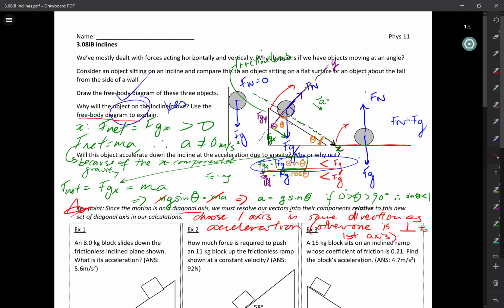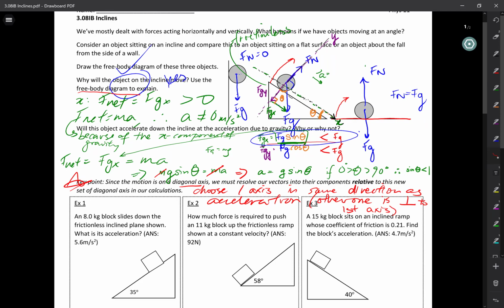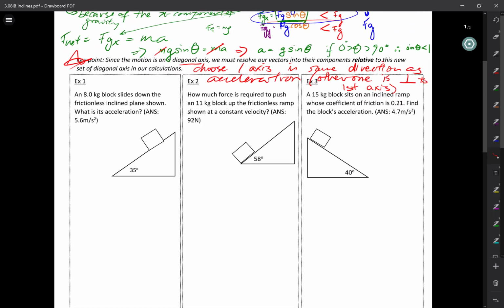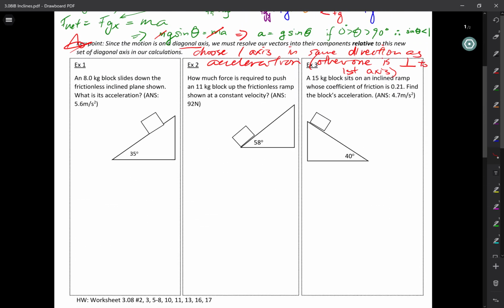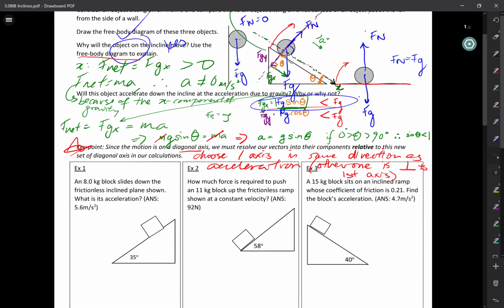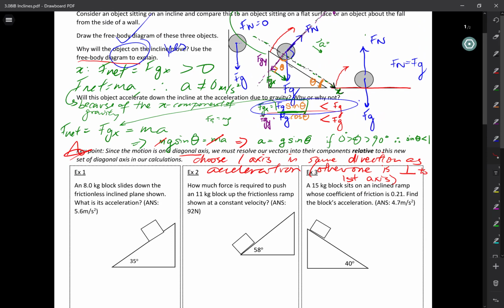What we're going to do in the next video is, now that we have an idea of how inclines work and how to draw a free body diagram for inclines, go over these three examples. And in the last video, I'm going to touch on a more complex example relating to different forces of tension and friction. Well, actually not friction, just tension.